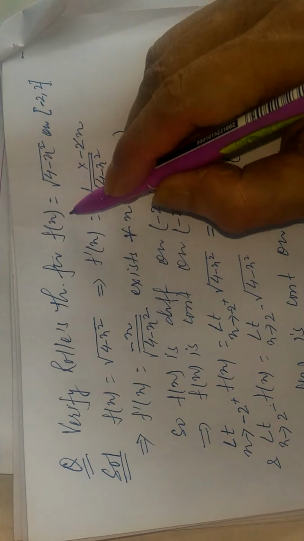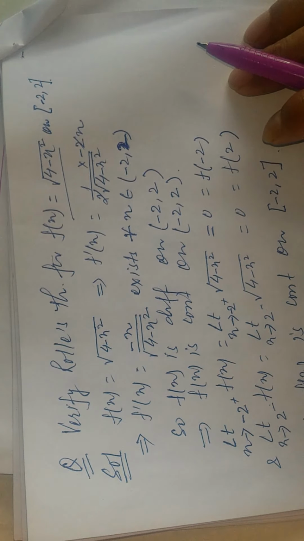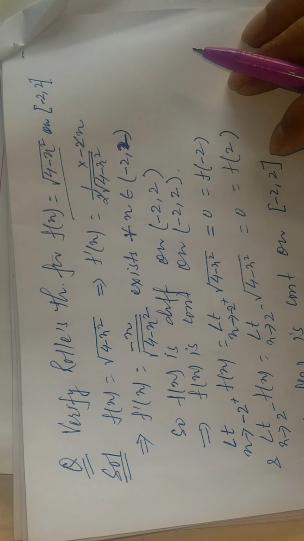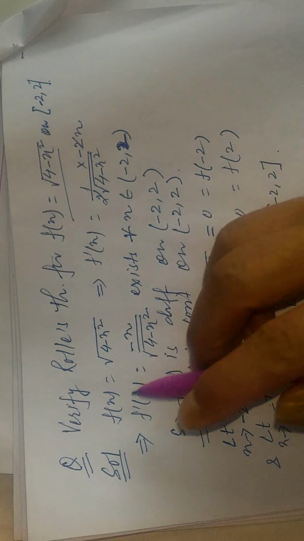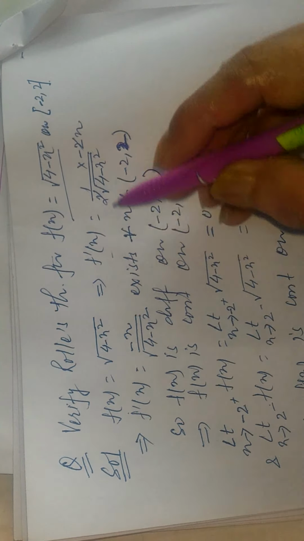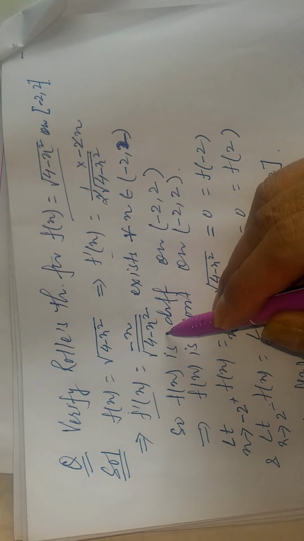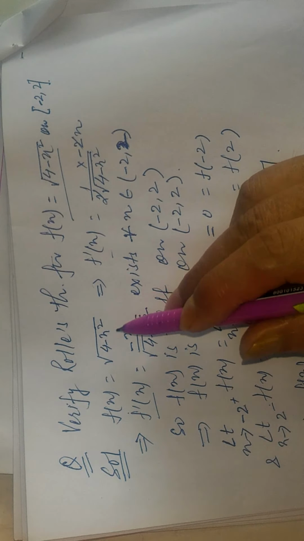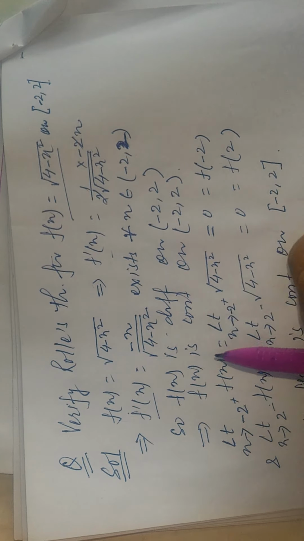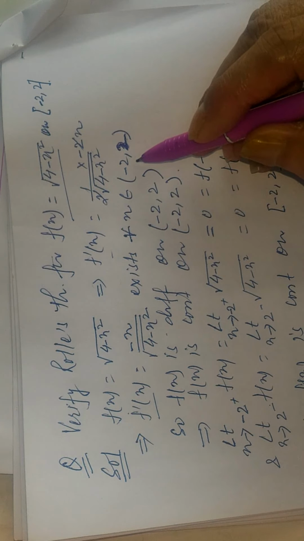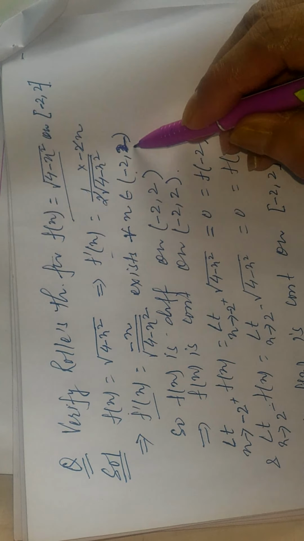Now f of x is equal to under root 4 minus x square. This is not a polynomial function, and for this type of function we cannot give the property. So what should we do? We find the derivative. After the derivative we have found, we'll check whether the derivative is defined for all points in the open interval minus 2 to 2 or not.